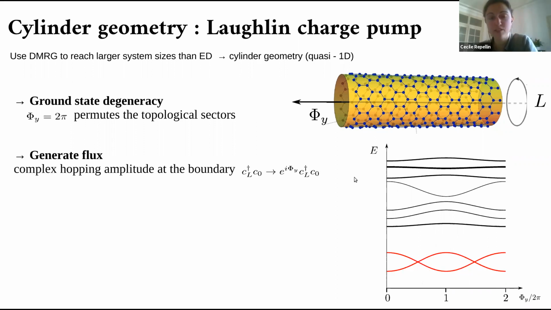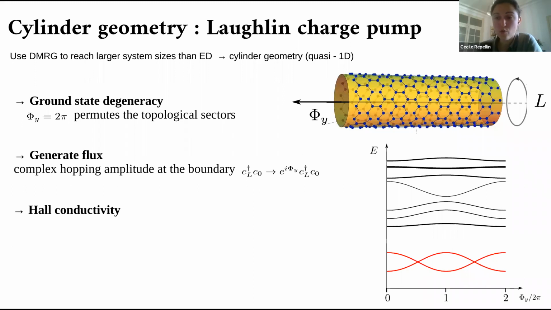This flux insertion can be done by adding a complex phase amplitude at the boundary. So in the compact direction of the cylinder, the L direction, at one of the bounds, instead of having c dagger_L c_0, you want to add this flux phase here, which will effectively correspond to inserting the flux along the cylinder axis.